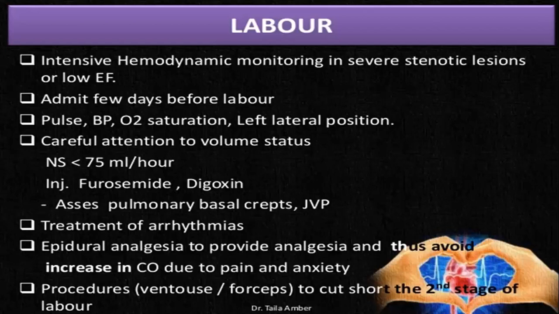IV furosemide can be given intermittently during labor, especially in the second stage of labor and the postpartum period, as cardiac output and blood volume will increase significantly. We need to treat arrhythmias, if they occur, with digitalis and beta blockers, and epidural anesthesia should be used, and we need to shorten the second stage of labor with episiotomy, forceps, and/or vacuum.